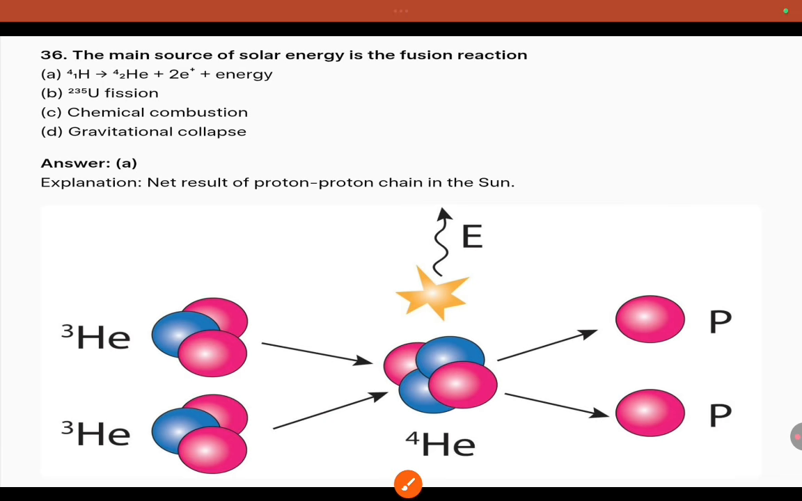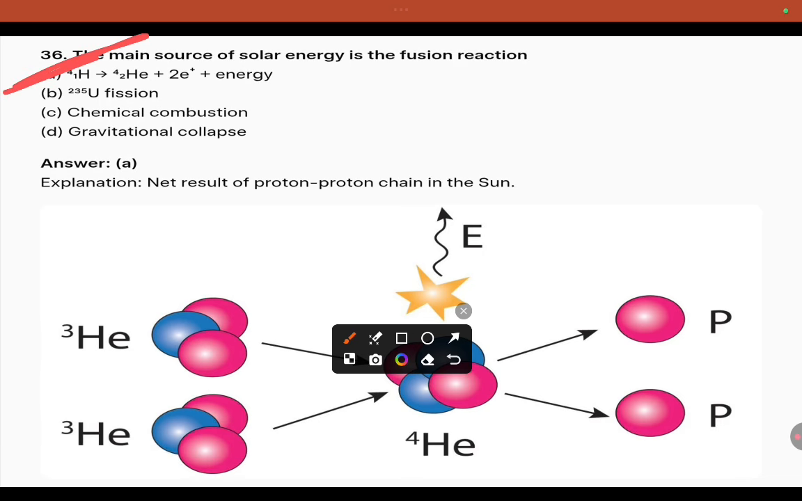Thirty-six: the main source of solar energy is the fusion reaction. That is, 4 hydrogen-1 nuclei are converted to helium-4, releasing 2 positrons and energy. So this is the right answer.